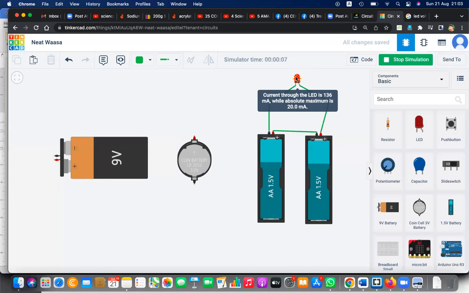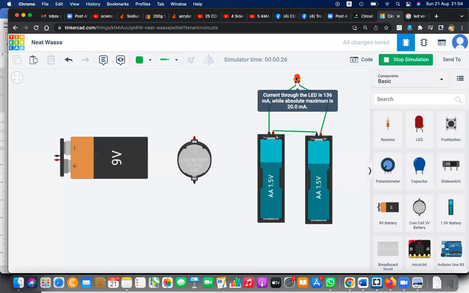You can see what is the issue. Current to the LED is 136 milliamperes, where the absolute maximum is 20 milliamperes. Now the problem comes. Voltage is okay, but now there are more amperes. What is amperes?